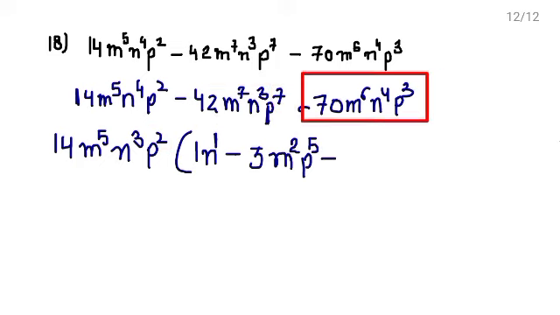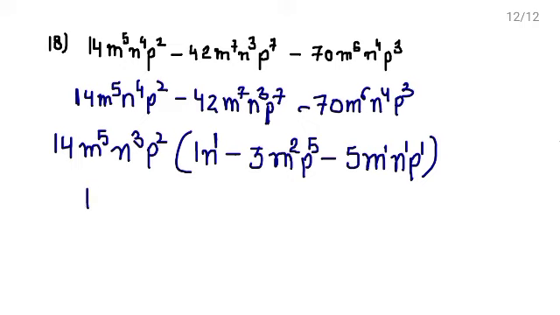Minus, from this term you have taken 14 outside, so 14 5s are 70. From this m raised to the power 6 you have taken power 5 outside. Power 6 में से आपने power 5 already outside लिया है, so 1 power is remaining. From n raised to the power 4, n raised to the power 3 is taken outside, so n raised to the power 1 is remaining. From p raised to the power 3, p raised to the power 2 you have taken common, so p raised to the power 1 is still left.